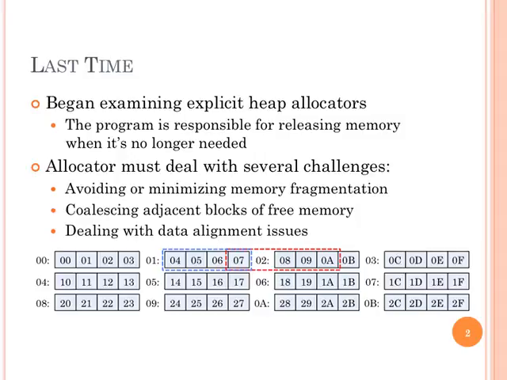Also, coalescing adjacent blocks of free memory. This helps avoid false fragmentation where we think we don't have enough memory, but we actually do. And then also data alignment, which is a problem that allocators in the real world have to deal with, but your assignment 3 allocator does not have to deal with data alignment. With fragmentation, you do have to deal with it in some basic way. But certainly your allocator is not required to deal with data alignment.